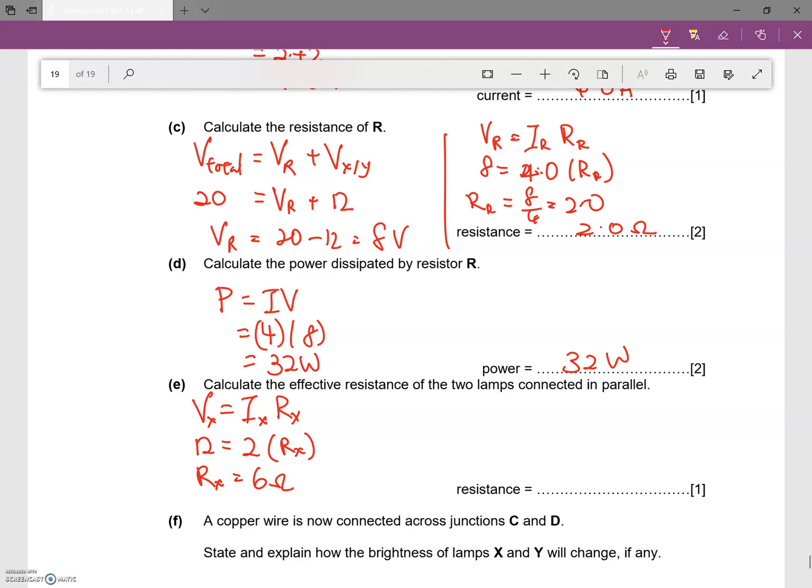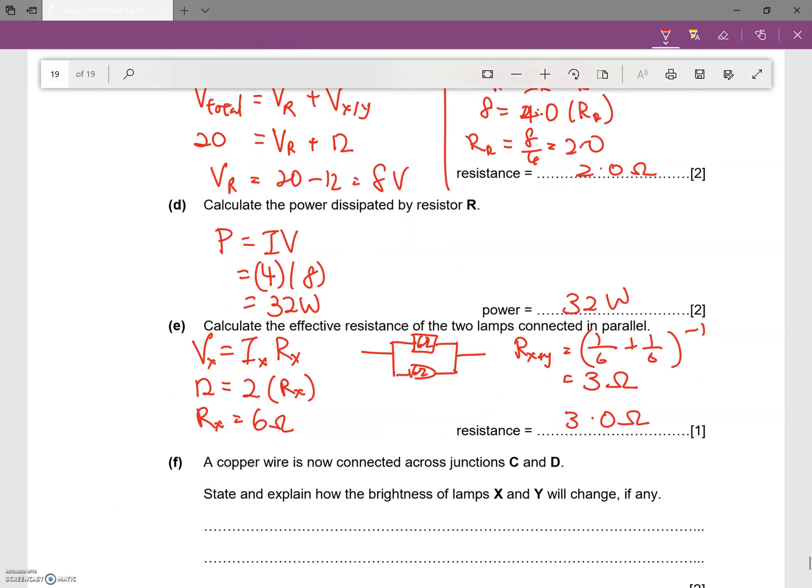Now, the effective resistance of the two lamps connected in parallel will look something like this. 6 ohm. This also 6 ohm because both of them have the same resistance. They have the same voltage, same watts, so the resistance will be the same. So to find the resistance of X and Y, R of X and Y is equal to 1 over 6 plus 1 over 6, bracket inverse, because they're in parallel. So the answer I'll get is 3.0 ohm.